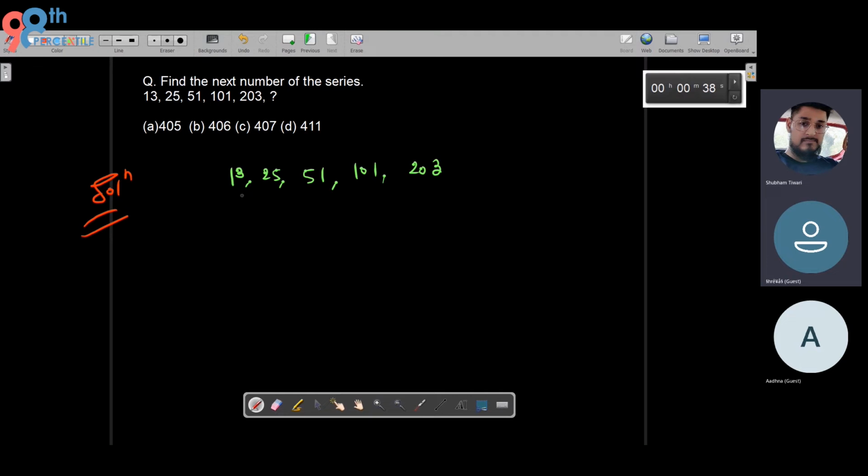To reach from 13 to 25, I can say it is multiply by 2 minus 1, because 13 times 2 is 26, and 26 minus 1 gives you 25. Then from 25 to 51, it is 25 times 2 plus 1, which is 50 plus 1, 51. Then again, 51 times 2 is 102, minus 1, that is 101. Then 101 multiplied by 2 is 202, plus 1, this will give you 203.